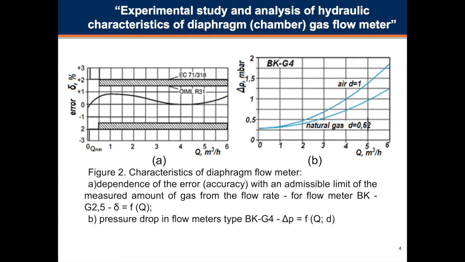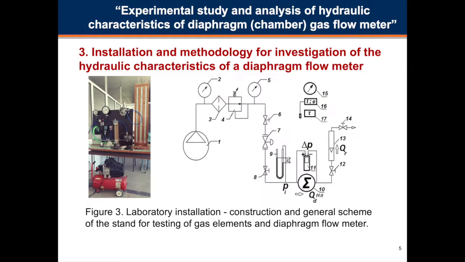This problem is not commented on in the commercial production characteristics of the different companies and in the study of diaphragm flow meters. In connection with the implementation of the planned study about the hydraulic characteristics of a diaphragm gas flow meter, a laboratory installation was built. The supply of the installation is with a reciprocating compressor 1. The tested diaphragm flow meter is type BK G2.5T with nominal flow rate 2.5 cubic meters per hour.